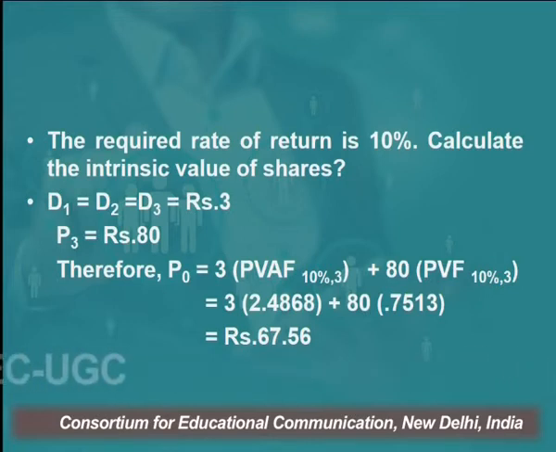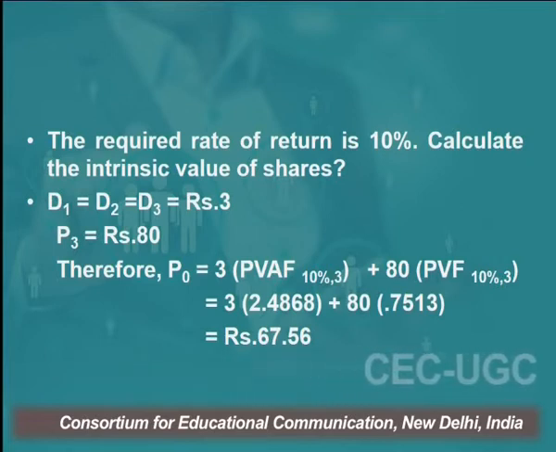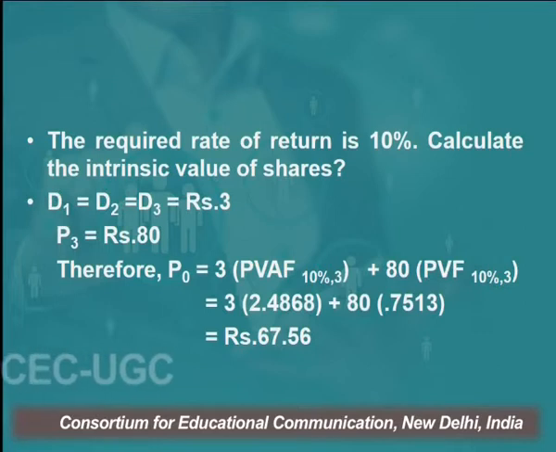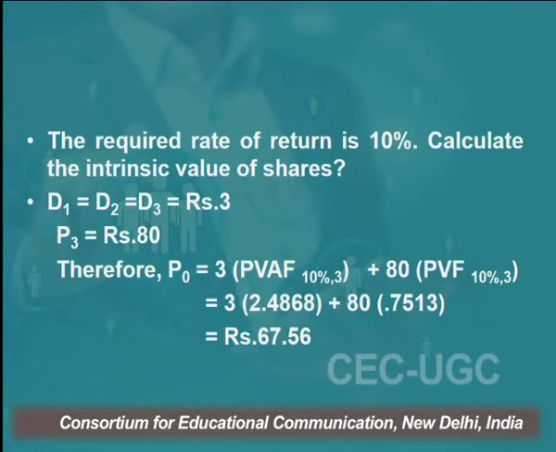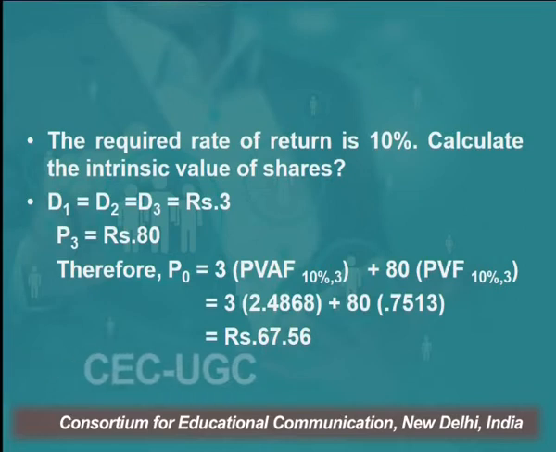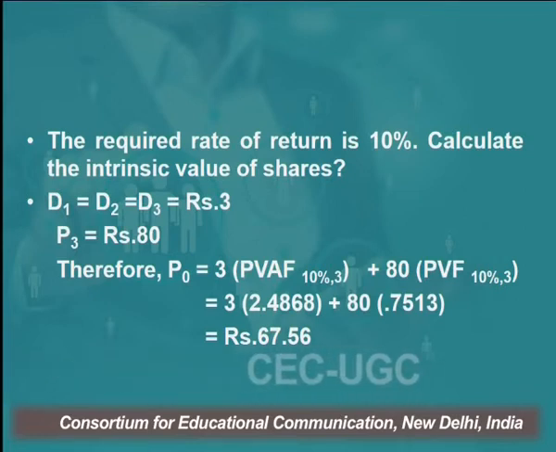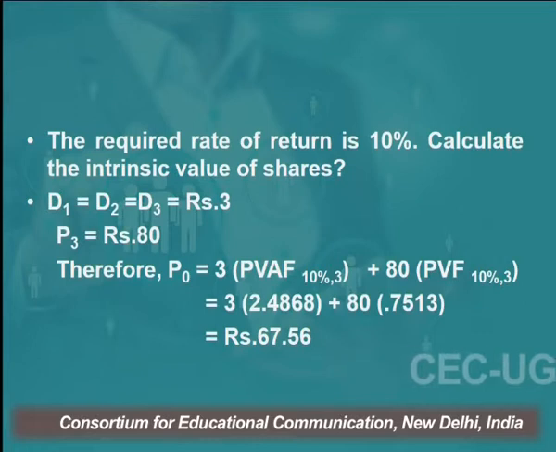So 3, and the present value annuity factor is 2.4868. That is the present value annuity factor if the required rate of return is 10% and the dividend income is for 3 years. So 3 multiplied by 2.4868, plus Pn, 80 rupees multiplied by the present value factor at 10% for the 3rd year, which is 0.7513. It comes to 67 rupees 56 paisa.